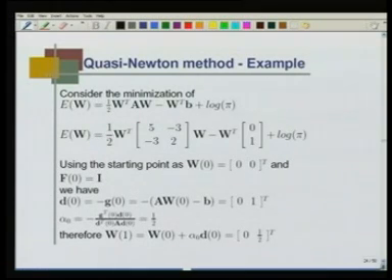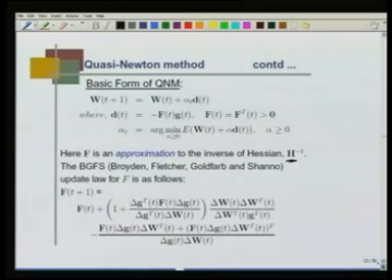So, I hope that you understood what I said here, that in the Quasi-Newton method, instead of computing H inverse, we compute F t, and that is an approximation of H inverse, and the update rule is in this form, where alpha t is computed by minimizing this cost function.